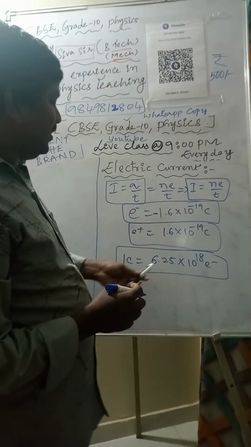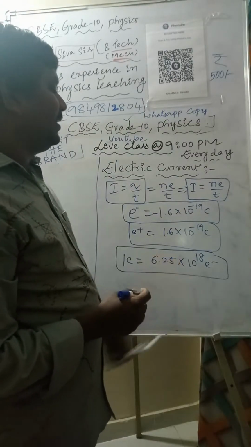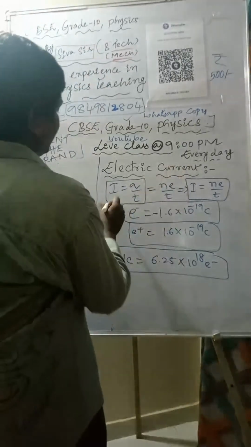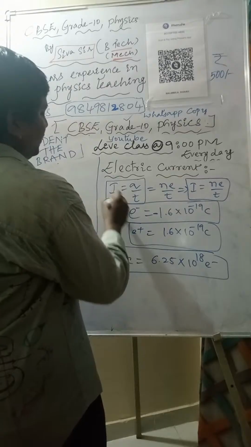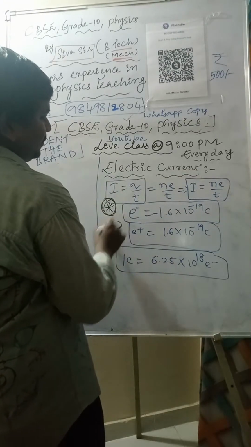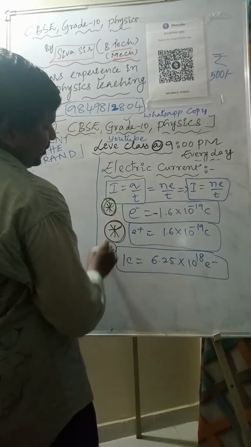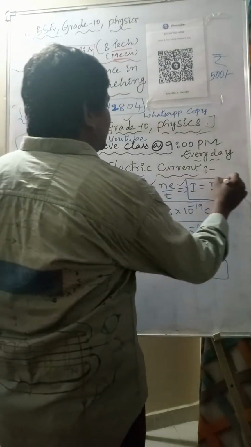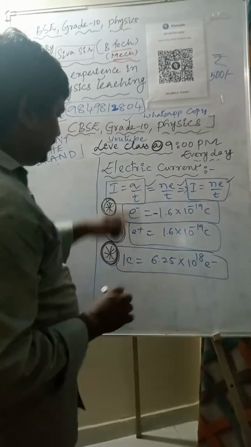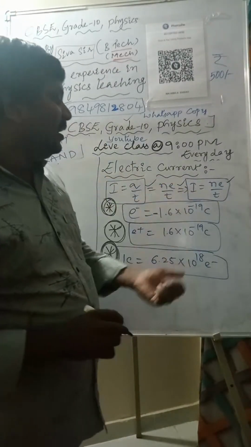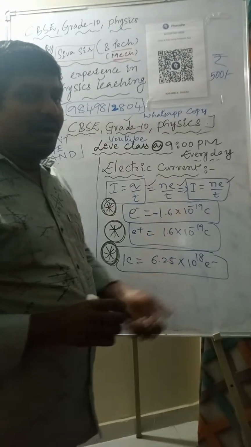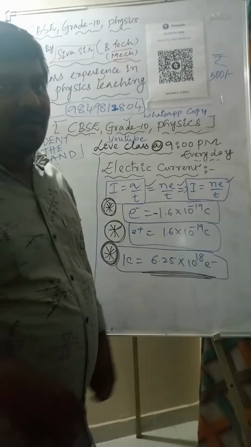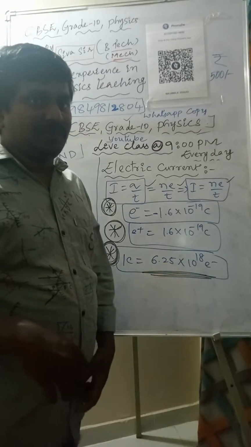So this value, 6.25 into 10 power 18 electrons, and the charge value, these 2 points are very, very important. Make sure you remember them. The values are very important from the MCQ point of view, along with the formulas. How you get this value also, I will explain now.